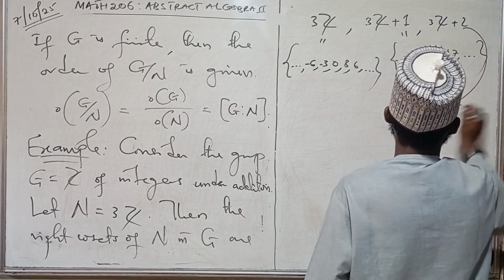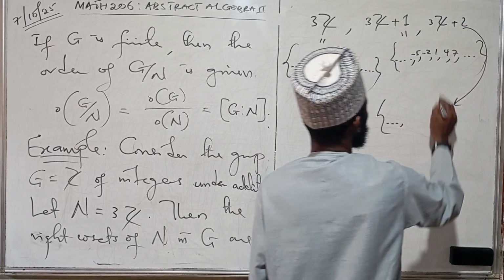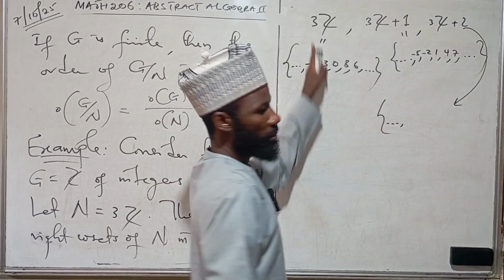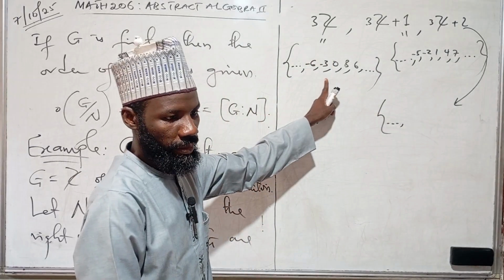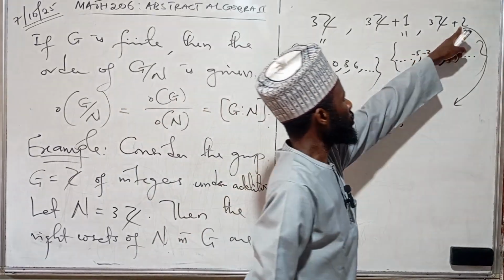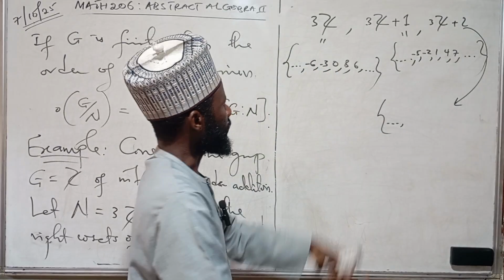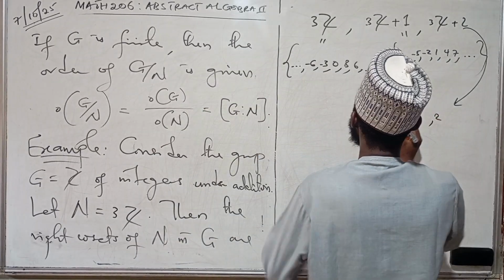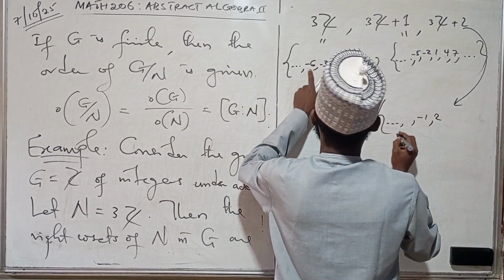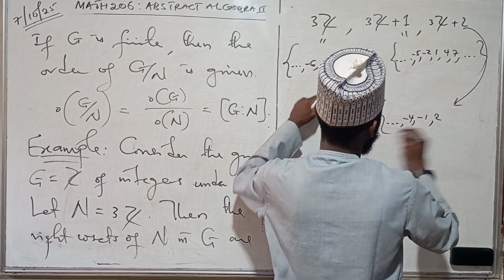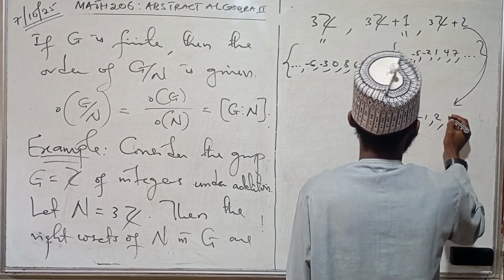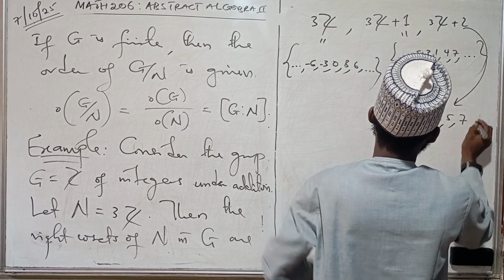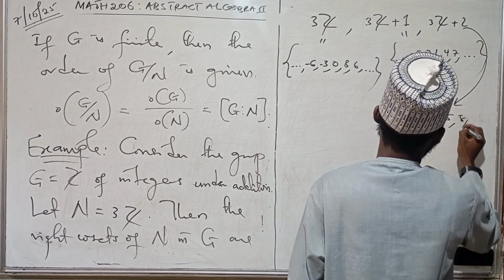And that will be consisting of, well, so you add 2 to the element of N. Are you following? This is how you define it. So you have 2, and then if you add 2 here, you get -1, -4, and so on. And then I have 5, 8, and so on.